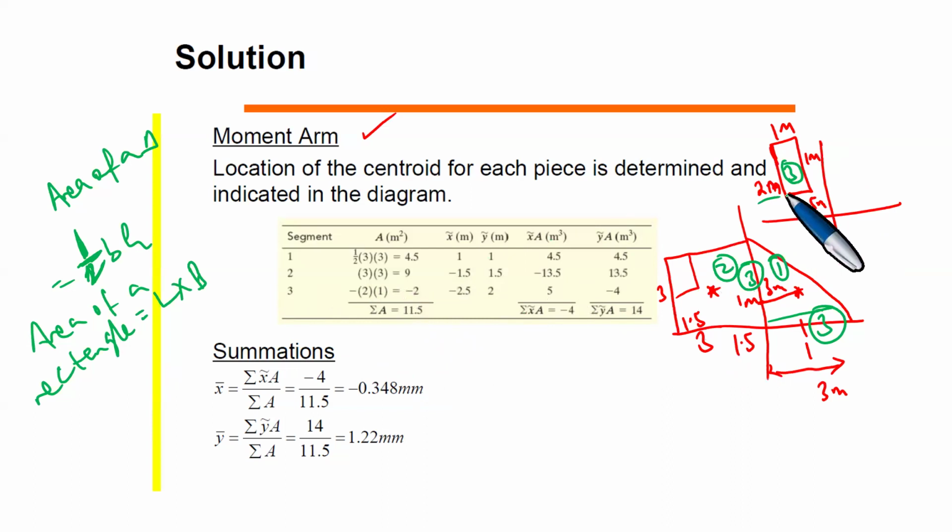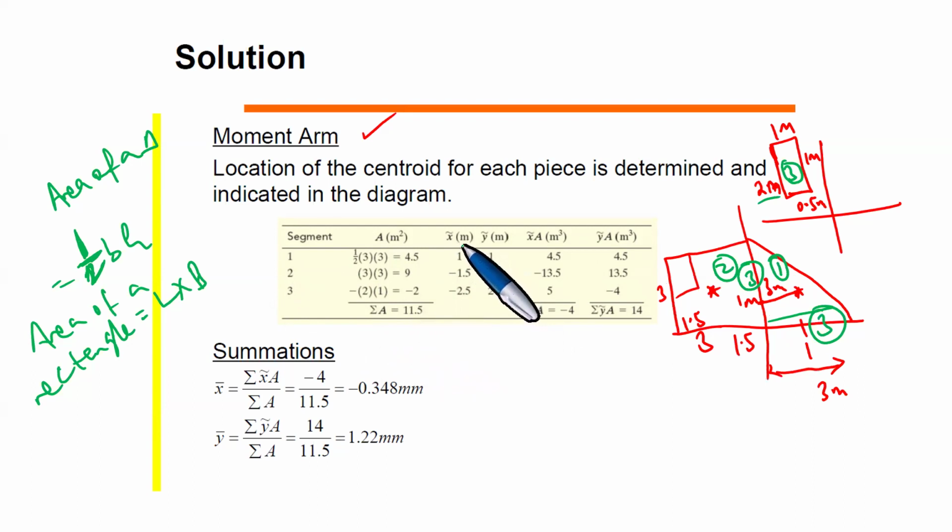So if you consider all these areas now, the triangle, which is half base by height, for segment 1, segment 2 is the rectangle, and then segment 3 is this one. So this is 4.5, and then 9, and then minus 2. If you add everything, the sum of these areas is 11.5.